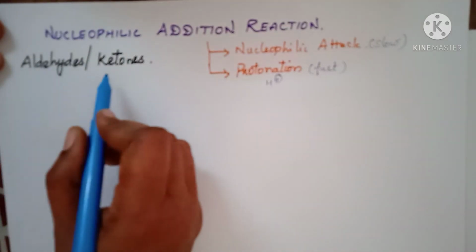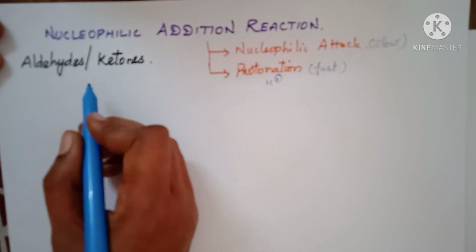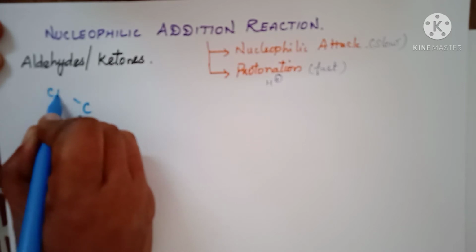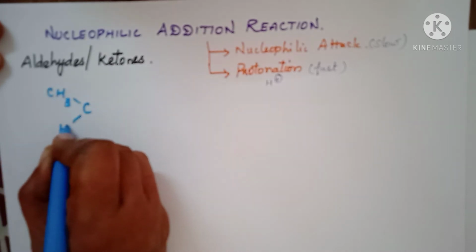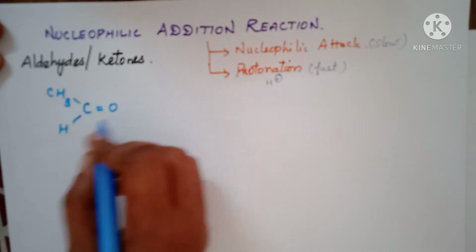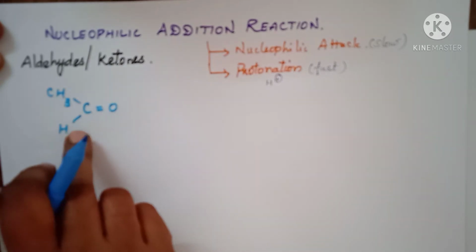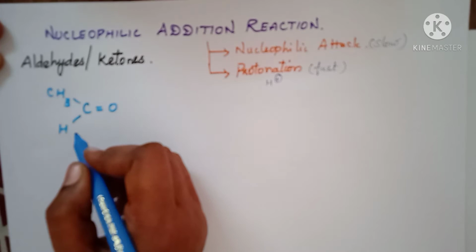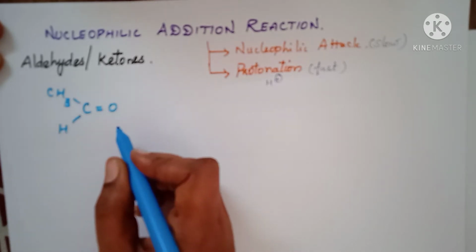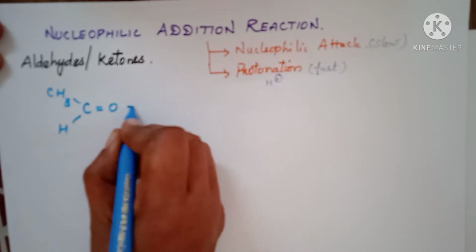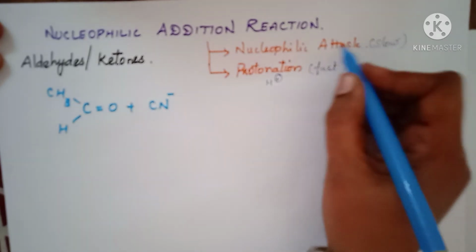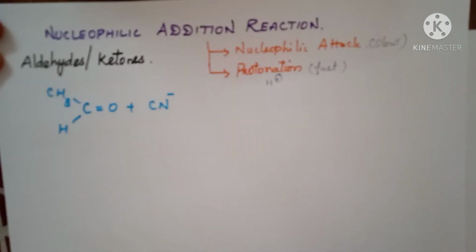Now, for aldehydes or ketones, we can take any one compound. I just take an aldehyde: CH3, here I have written H, double bond O. Is this an aldehyde or a ketone? Of course, this is an aldehyde, CHO. I have written it in such a way because it is trigonal planar. Here H plus, CN minus: the CN minus ion, I have told you, is the nucleophile which is going to attack that compound.